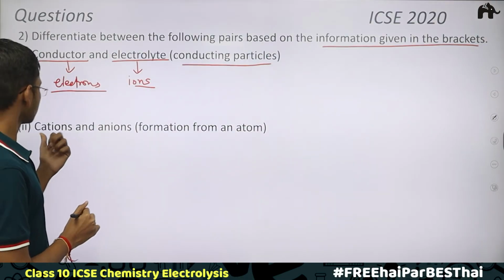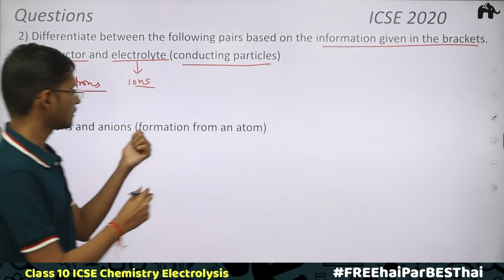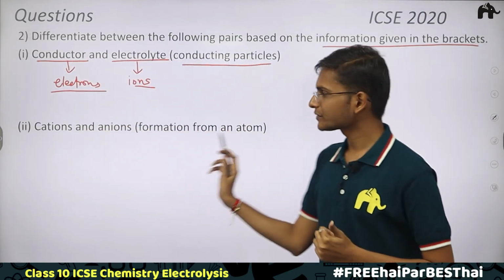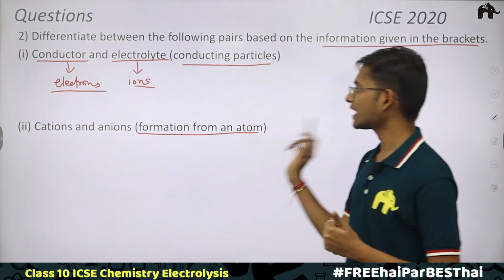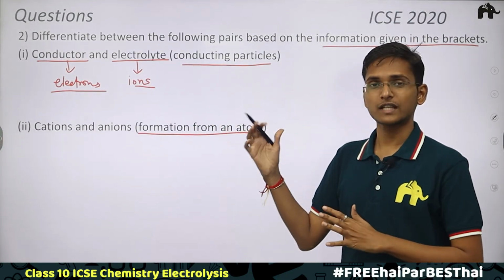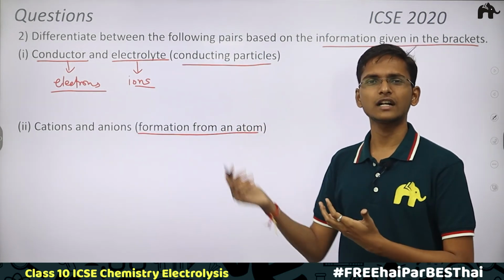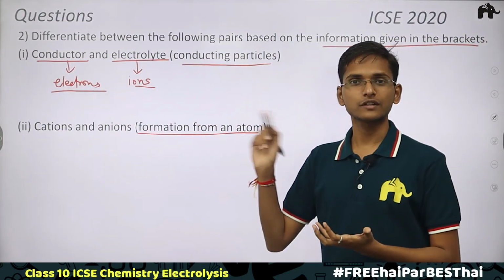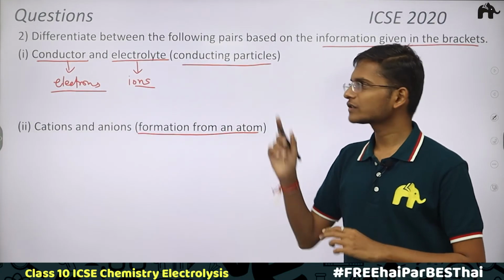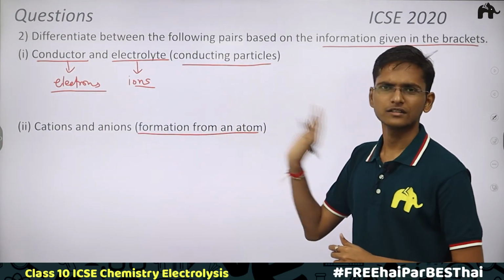Next is cations and anions, based on formation from an atom. We have to differentiate these two based on this information. This is a very basic question, from your first chapter itself, where we studied how cations and anions are formed. But I have added this question here because in your syllabus for electrolysis they have points on cations as well as anions.